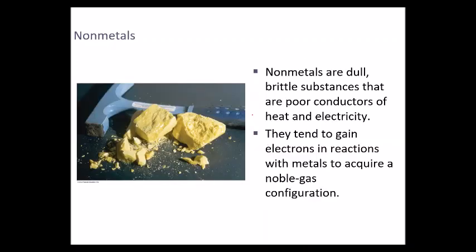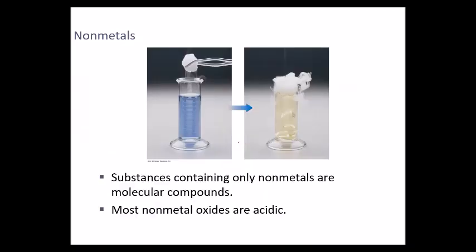Nonmetals, of course, we went through these, tend to gain electrons. They're dull, poor conductors. This one I think is looking like breaking up a sulfur chunk here. They tend to form acids in solution, nonmetal oxides, that is. So that's those H pluses.